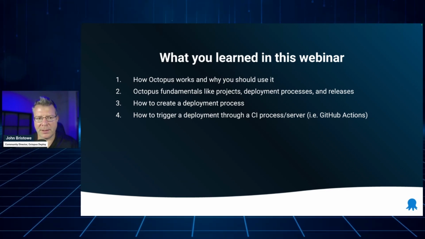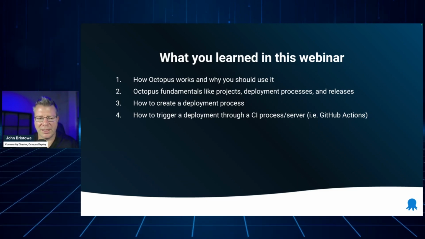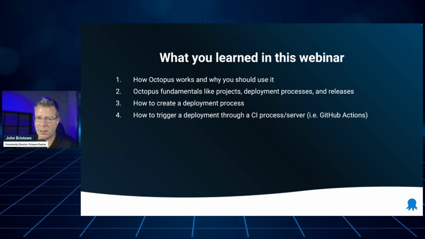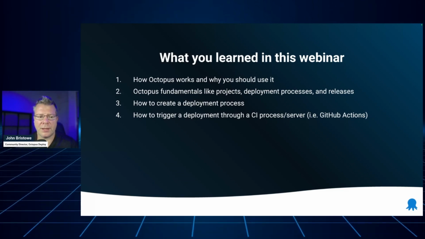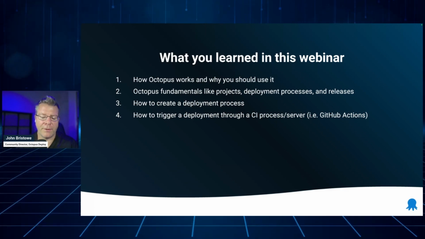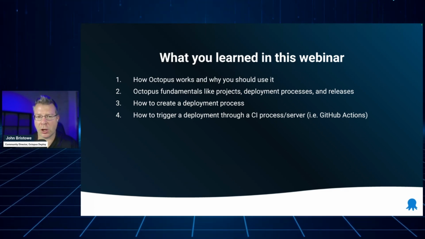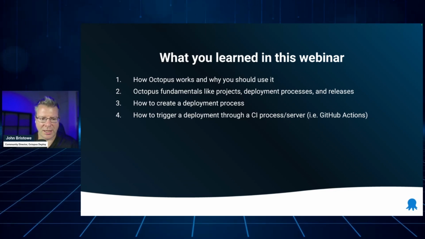You learned a little bit about fundamentals. Namely, you learned about things like projects, deployment processes, and releases. Remember, a release is a snapshot that you use as part of a deployment. You've learned how to create a deployment process, knowing that deployment processes can also be persisted in Git. So we have a feature, as I mentioned at the beginning, called config as code. So everything you saw me use in that tool can be persisted to Git and changed as a text file.